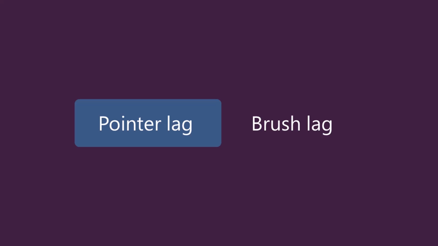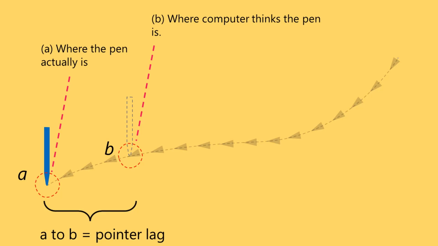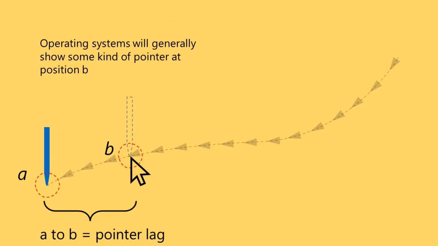Welcome to episode 2 of this series on drawing tablet lag. There are two kinds of lag, pointer lag and brush lag. In this episode, we will focus on pointer lag. Pointer lag is the difference between where you see the tip of the pen and where the computer thinks the pen is. The computer will draw a pointer at that location where it thinks the pen is. That's why they call it pointer lag.